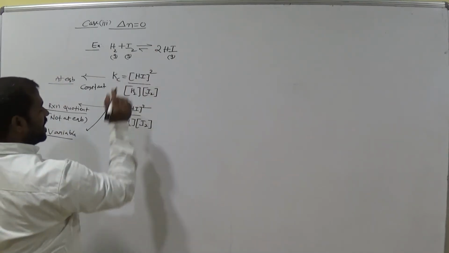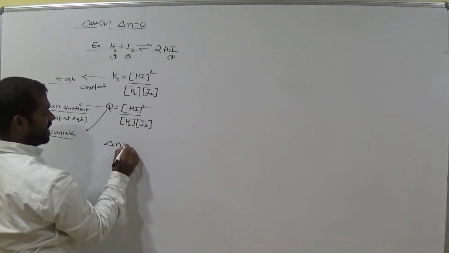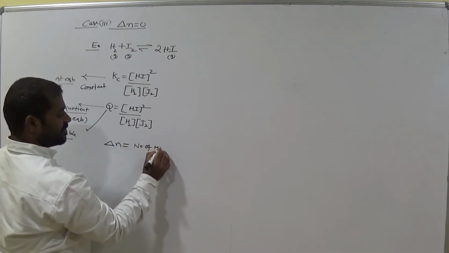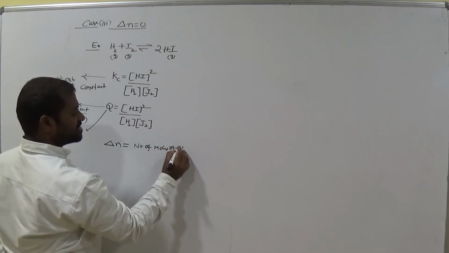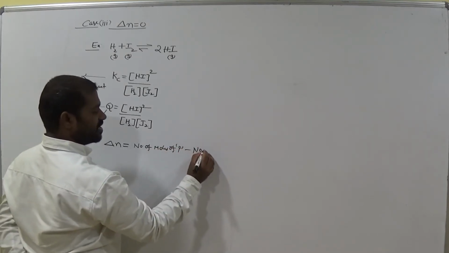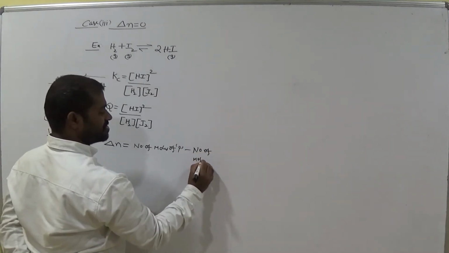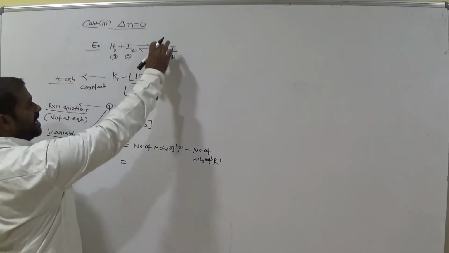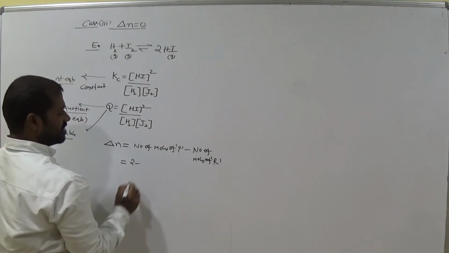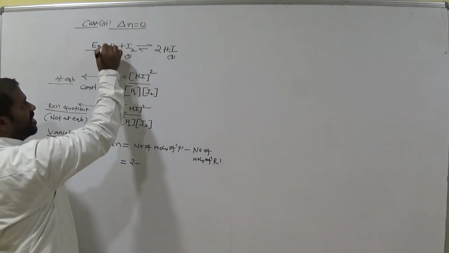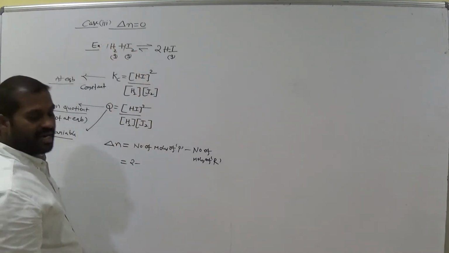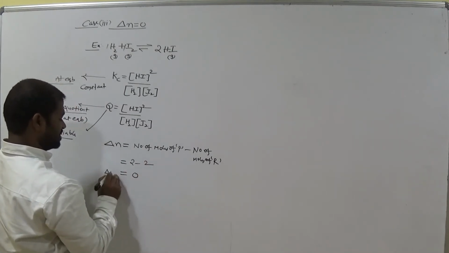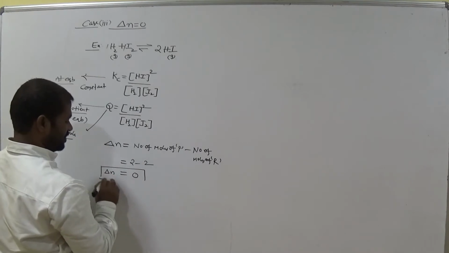So now calculate delta n for the above reaction. Delta n is equal to the number of moles on the product side minus the number of moles on the reactant side. Am I right? Now how many moles are present on the product side? 2 moles. Then how many moles are present on the reactant side? 1 of H2 and 1 of I2. Am I right? So 1 plus 1, 2. So finally, delta n is equal to 0 in the above expression.